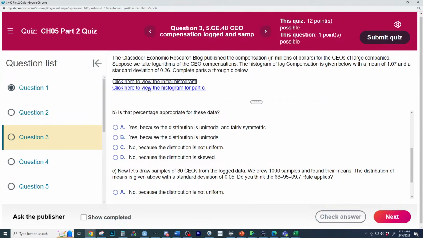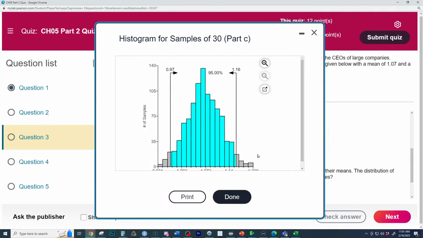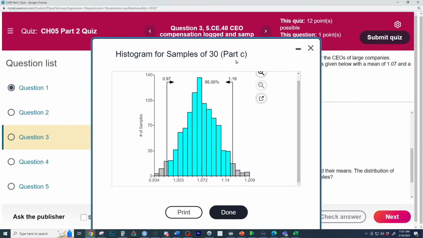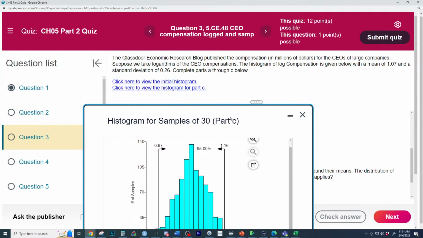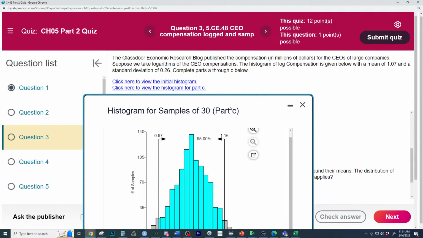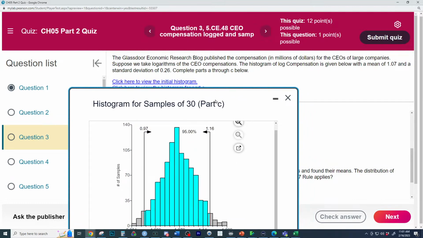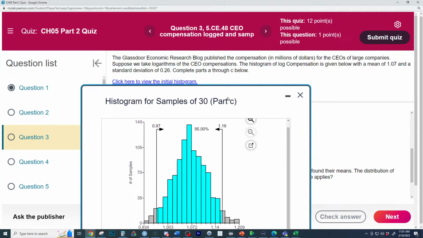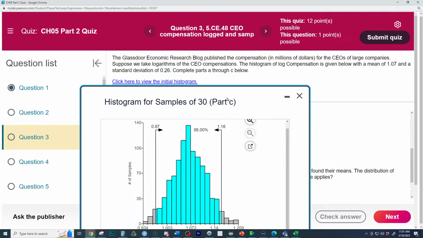Looks pretty normal. The middle 95. Do they give other things? The mean and standard deviation. So the mean is 1.07, and the standard deviation. The histogram of log compensation is given with a mean of this and a standard deviation of this.